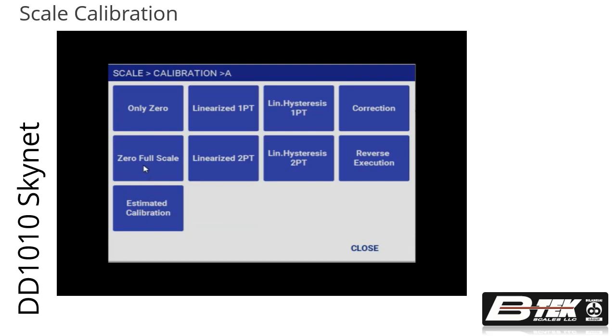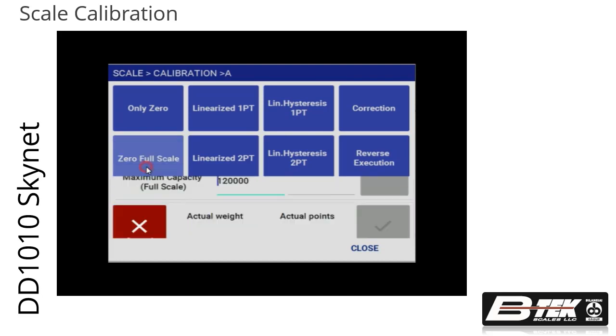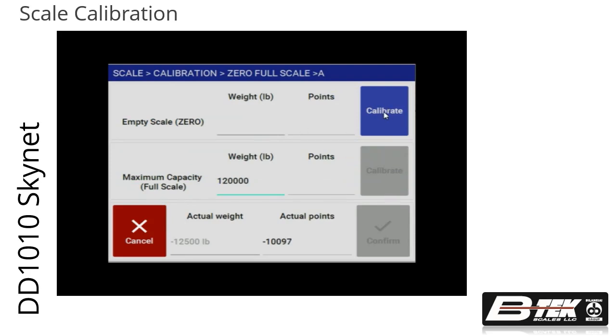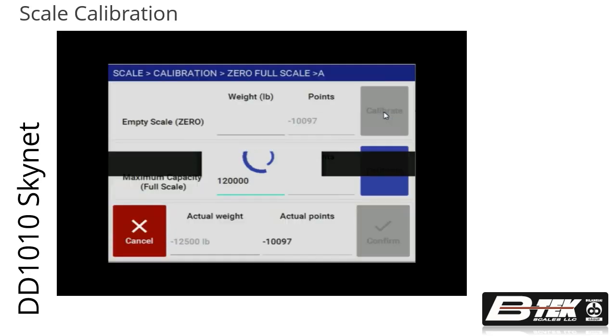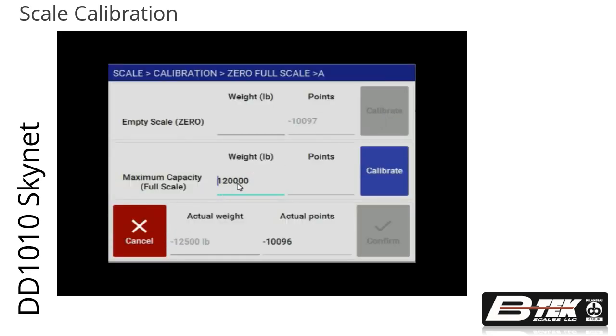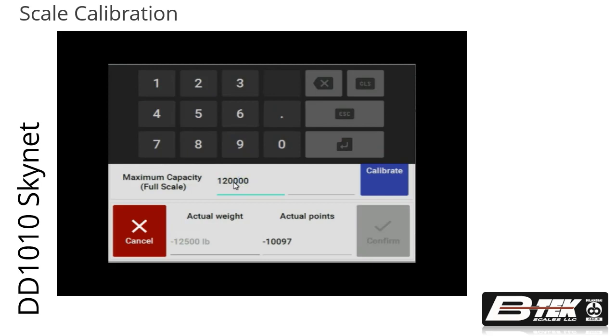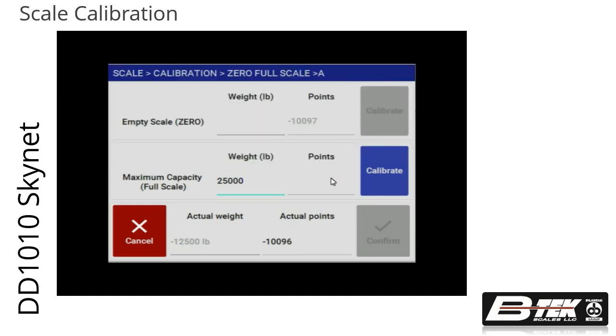For a 0 and a span, we'll tap 0 full scale. Empty the scale, then press Calibrate. After the 0 calibration is complete, we can then enter in our span value. Tap on the weight value, then press the CLS or clear button. We can then key in the span value, and then press enter. Add weight to the scale. We can then press calibrate after the scale is stable.